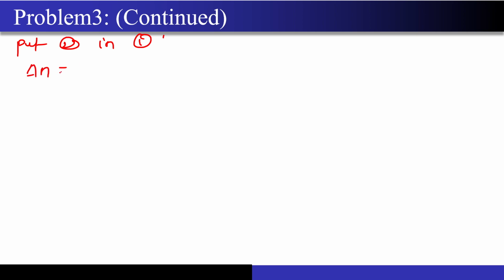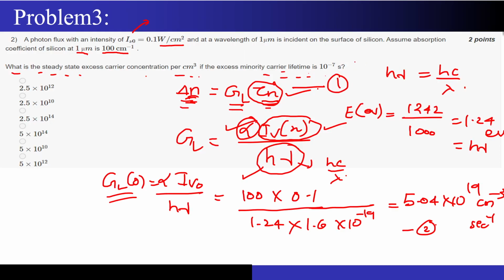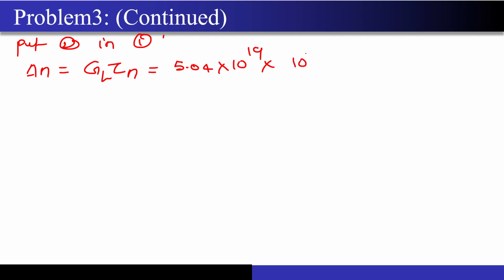So this delta n will be what? It was nothing but GL into tau n, right? And GL I had just calculated, right? What was its value? 5.04 into 10 to the power 19. And what is the tau n value that has been given? It has been given as 10 to the power minus 7 in the question, right? So 10 to the power minus 7.